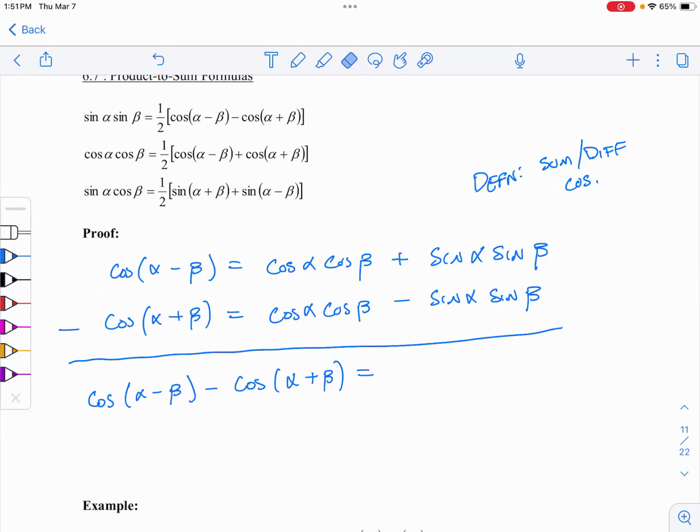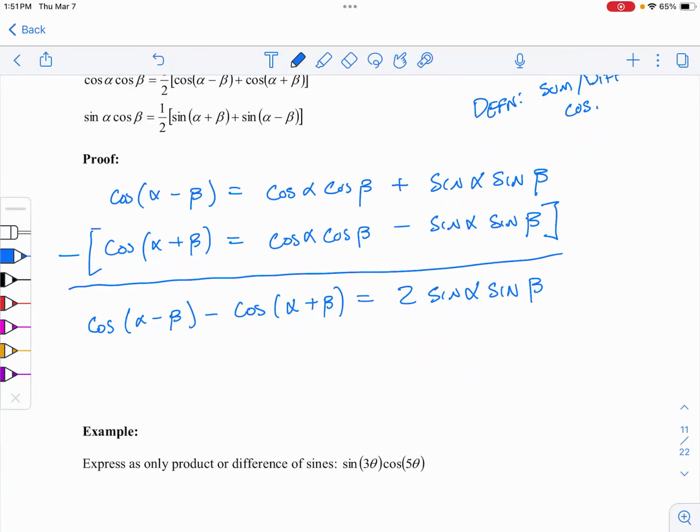In order to make this more clear, I'm subtracting that one only. So that ends up with 2 sine alpha sine beta. Then I can divide this whole thing by 2. And I end up with 1/2 cosine alpha minus beta minus cosine alpha plus beta equals sine alpha sine beta.